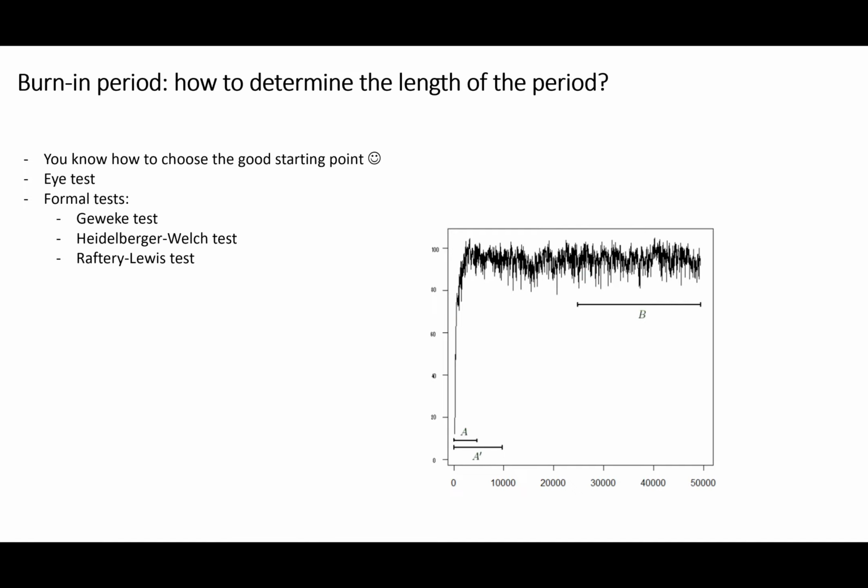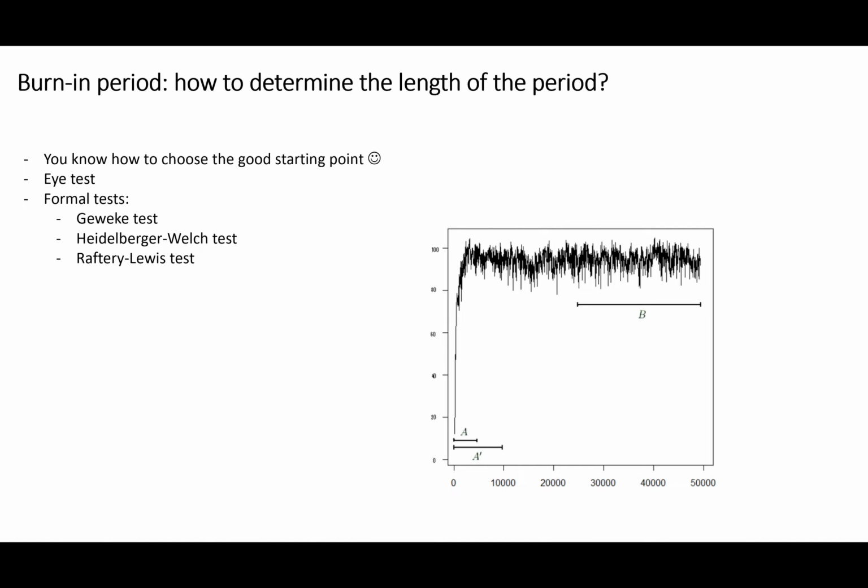Now the tricky question is, how do I determine the length of the burn-in period? It's not so straightforward to answer. Usually you can look at the distribution of the samples and the values and how it evolves in time. And if you see that the values of the first few samples are highly not matching the rest of the samples, that's probably the burn-in period.